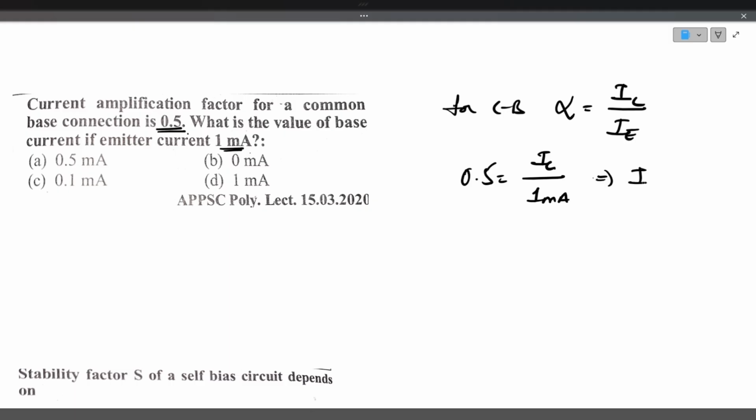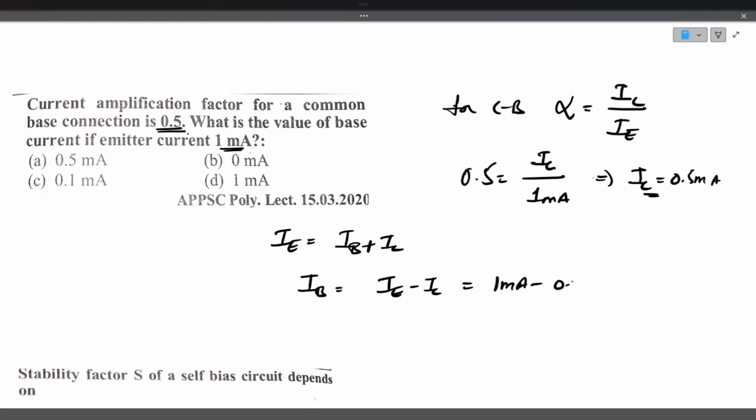So here the collector current is 0.5 milliamps. We know that the emitter current is equal to the sum of the base and collector currents. So the base current is equal to the emitter current minus the collector current. That is 1 milliamp minus 0.5 milliamp, which equals 0.5 milliamp. So the base current is also 0.5 milliamps. Answer is option A.